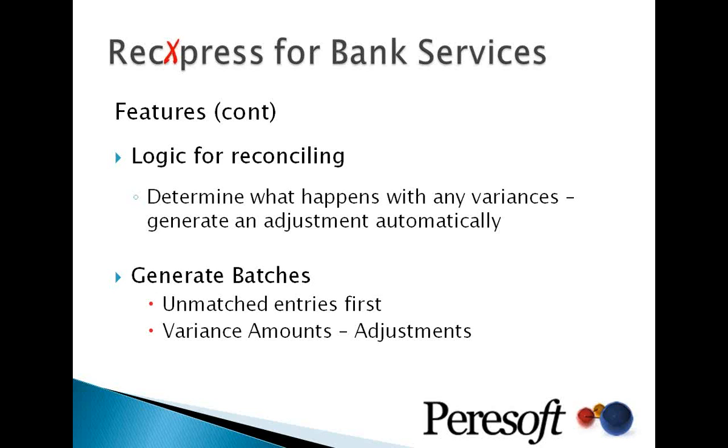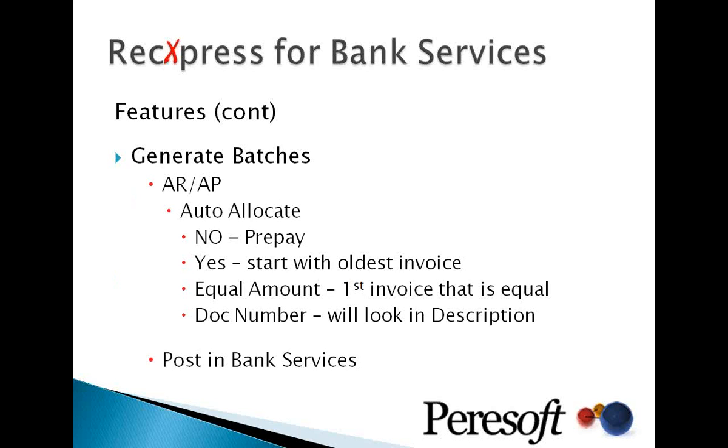You then can determine what happens with variances. There are going to be transactions that will match up based on the reference number. However, the amount may not be exactly correct. So it will match them, and it will put them into a category of matched with error. You can then look at those variances, and you can generate adjustment entries automatically based on those variances.